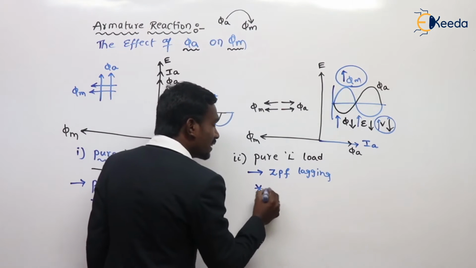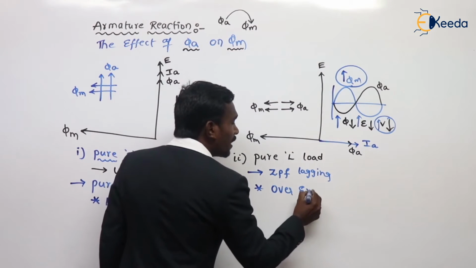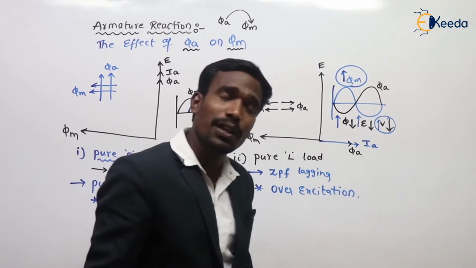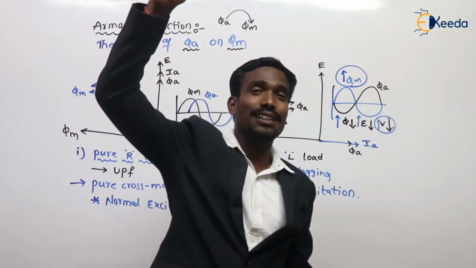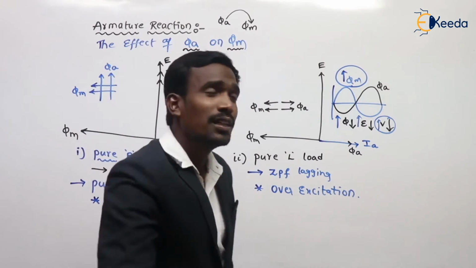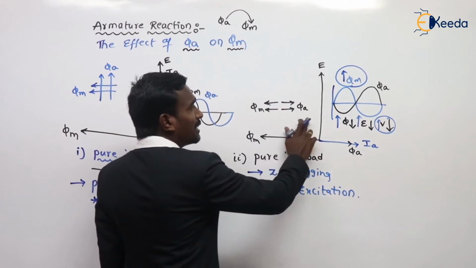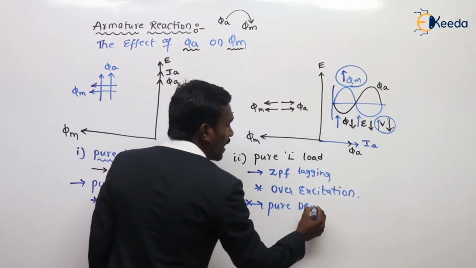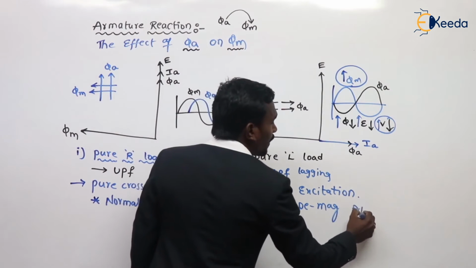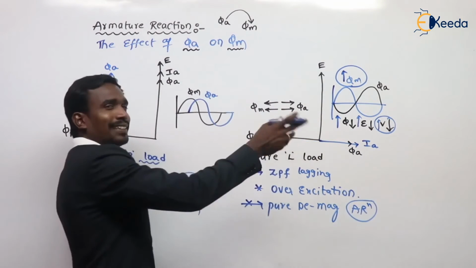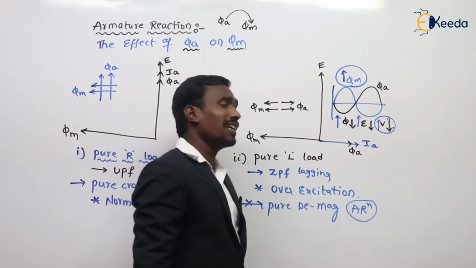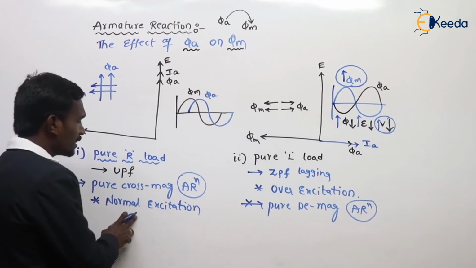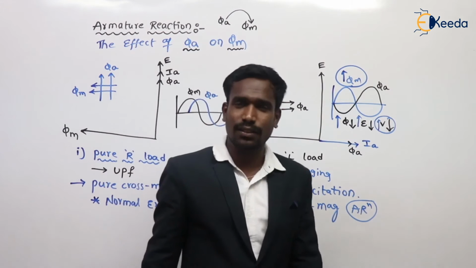Here the excitation increases, nothing but this is over-excitation. In order to maintain the constant terminal voltage, the machine operates at over-excited condition. And what is the armature reaction? The armature reaction is pure demagnetization effect of armature reaction. Yes or no? This is pure demagnetization effect of armature reaction. This is pure cross magnetization effect. This is pure demagnetization effect.